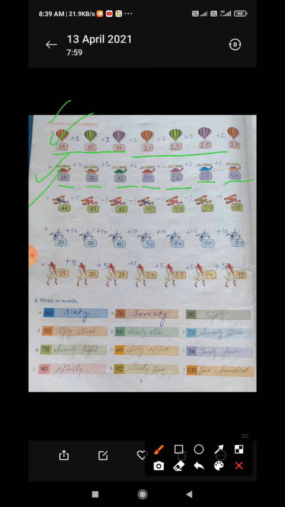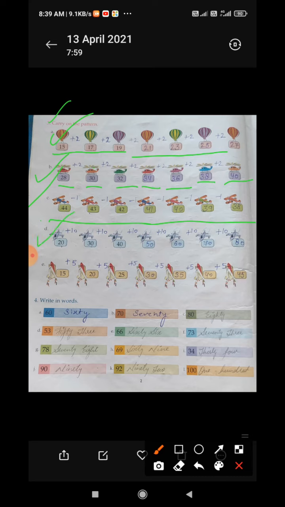Now C part, a backward series is given: 44, 43, 42. Like this you complete the series. Minus 1, write here 41. Now minus 1, write here 40. Minus 1, write here 39. Now minus 1 from 39, write here 38.